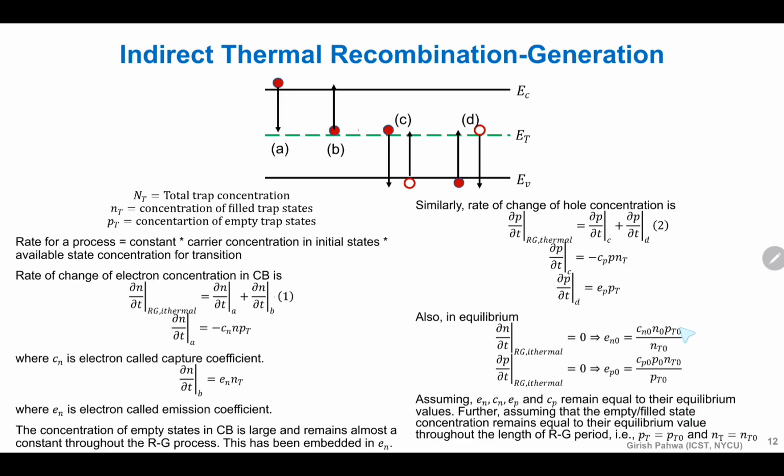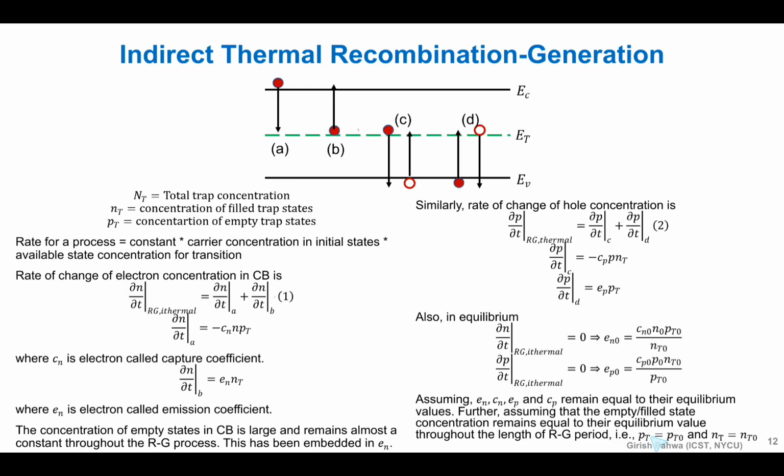The concentration of filled states and the concentration of empty trap states: the concentration of filled states is NT naught, and the concentration of empty states is PT naught. I am assuming that under the assumption of low level injection, these values also do not change much throughout the course of this recombination generation process. So they will also remain equal to their equilibrium value. This is my second assumption.